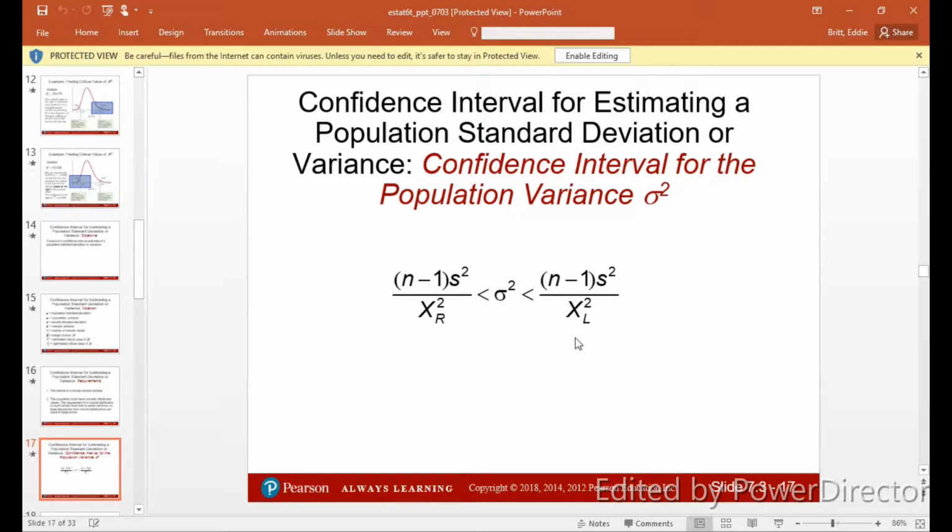So if you work them both out separately and you look at your two numbers that you get out, just remember the bigger one is going to go on the right. That's going to be the right endpoint. And the smaller one is going to go on the left. It's going to be the left endpoint. Because everything in the numerator is the same. None of that changes. Okay?